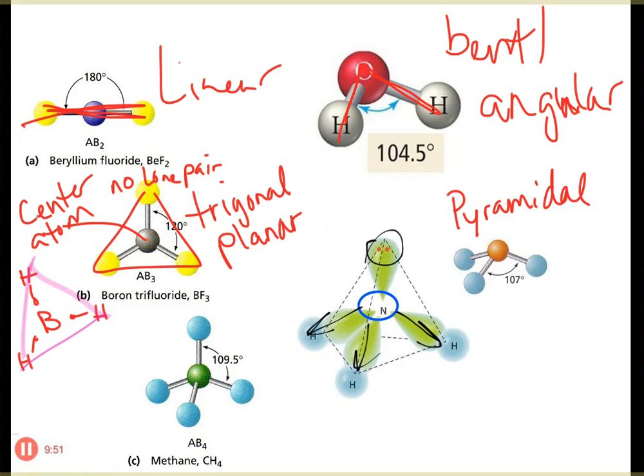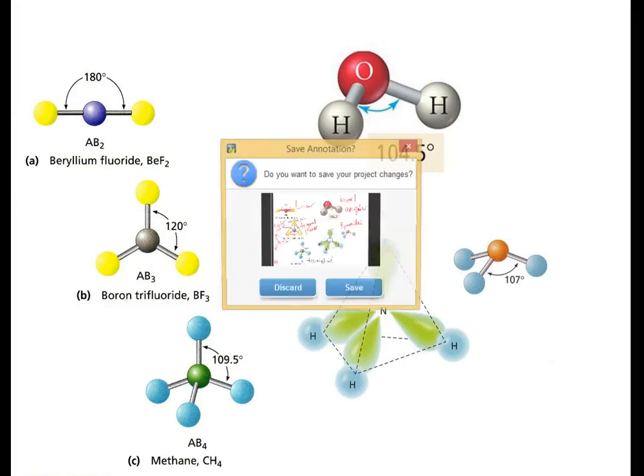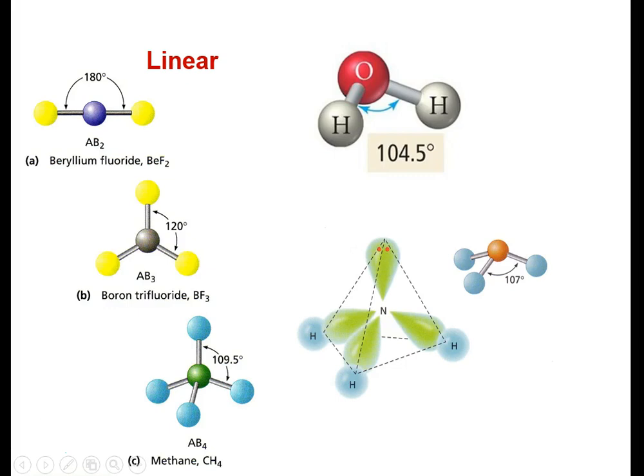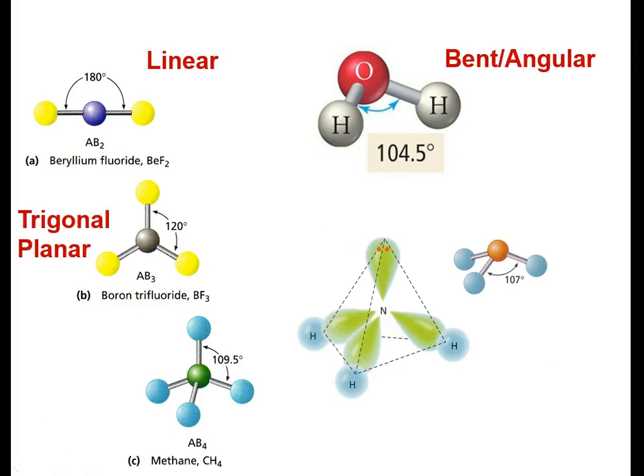So that's trigonal pyramidal. And then we have the last one, tetrahedral. Anytime you have 4 things connected to one thing in the middle, that is called tetrahedral. As you get to college, you'll need to know the angles between them, and for our sake, you don't need to yet. So it's linear again, bent or angular, trigonal planar, trigonal pyramidal, and tetrahedral.